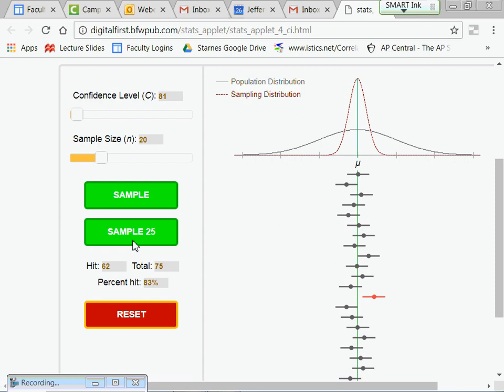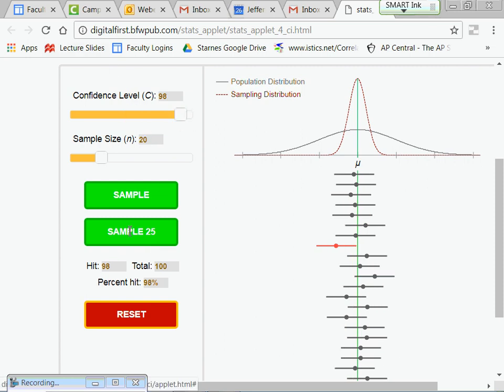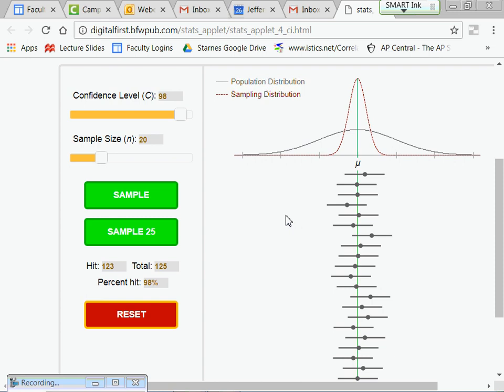Can you guys tell? No? This confidence interval, how long it is. Okay, so here we go. 80%, look at how long it is. Now let's go to 90%. What's happening? Let's go to 98%. Okay, good. So all that's happening, you guys, is as I get an increased confidence level, my interval is also getting wider.